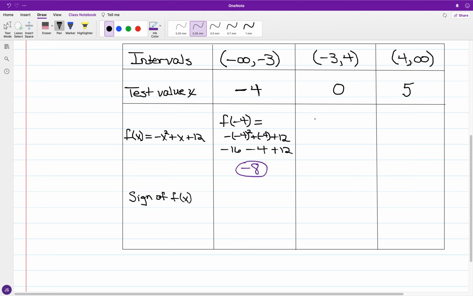And in the case of f of 0, the variable terms will become negligible whenever x is set to 0, and we have plus 12. So f of 0 is equal to positive 12.